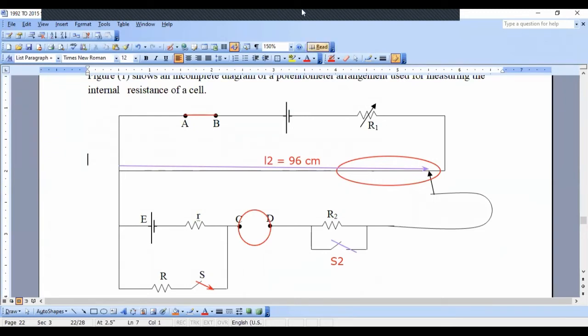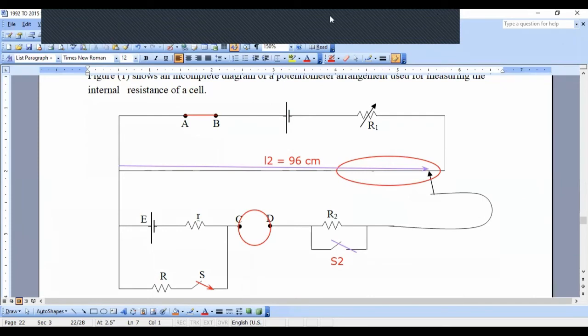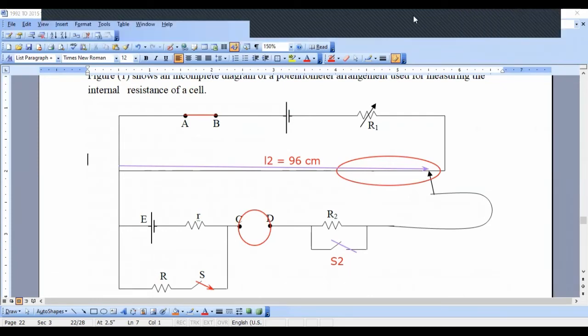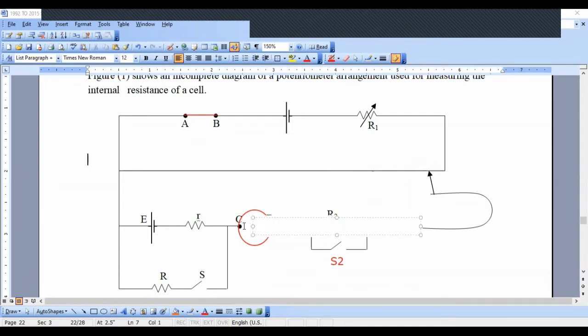Now we will face the real practical difficulty when we are going to find the balance length L1. To obtain balance length L1, S should be kept open, S2 should be kept open, and this will not be there, right? Now let's repeat the practical. To obtain the balance length L1, earlier it was 90 centimeters. Now L1 should be larger than 90 centimeters. Earlier L2 was 80, now L2 is 96.